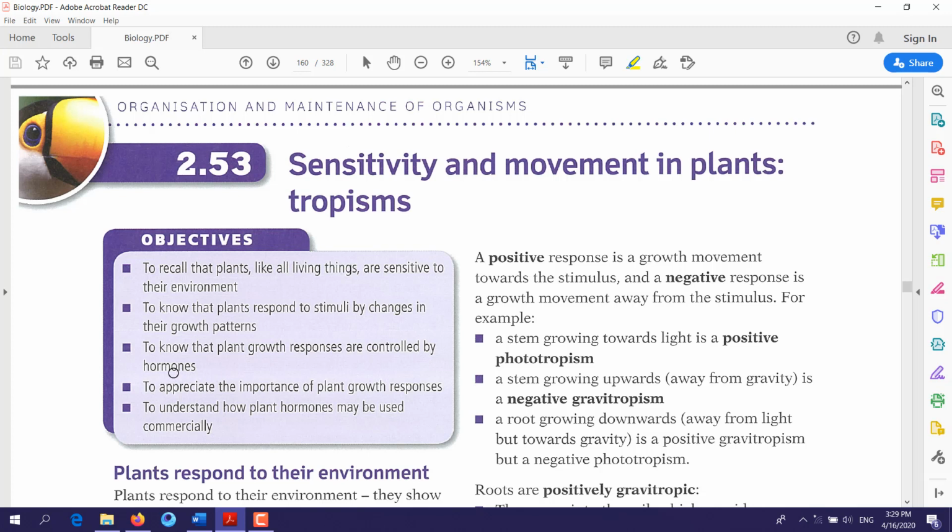Before, we talked about hormones in humans. Today we will see that plants also have hormones, and these hormones affect the growth of the plant. And also to appreciate the importance of plant growth responses. And last, you should be able to understand how plant hormones may be used commercially. We will see how the hormones affect the growth of plants and how we can use them commercially.